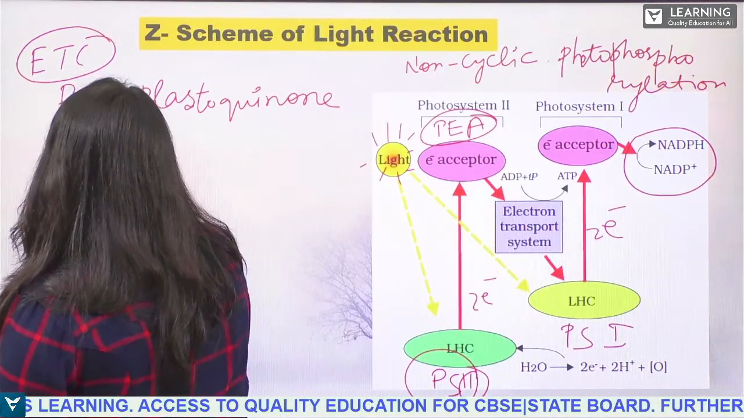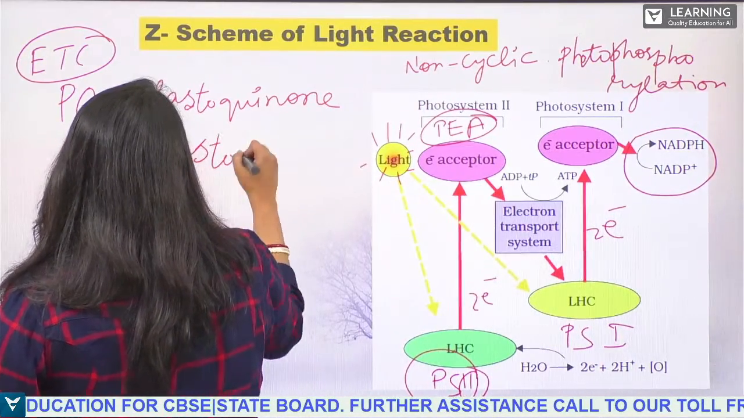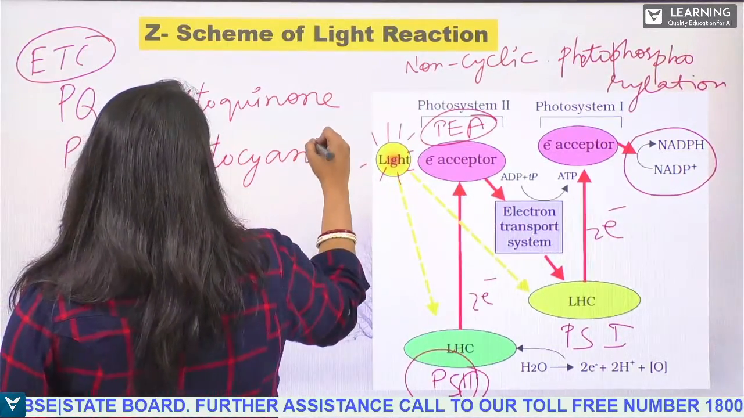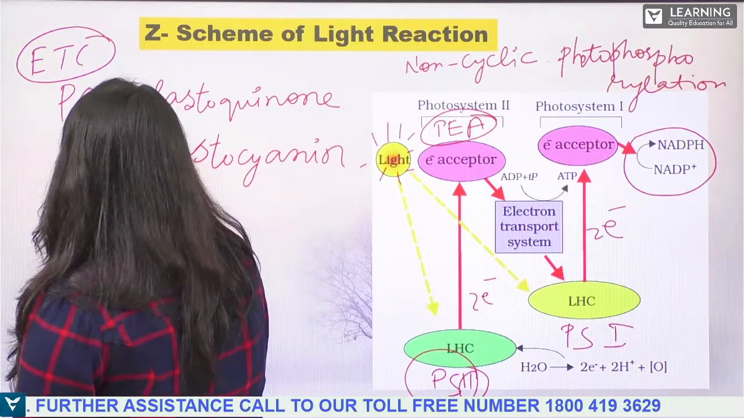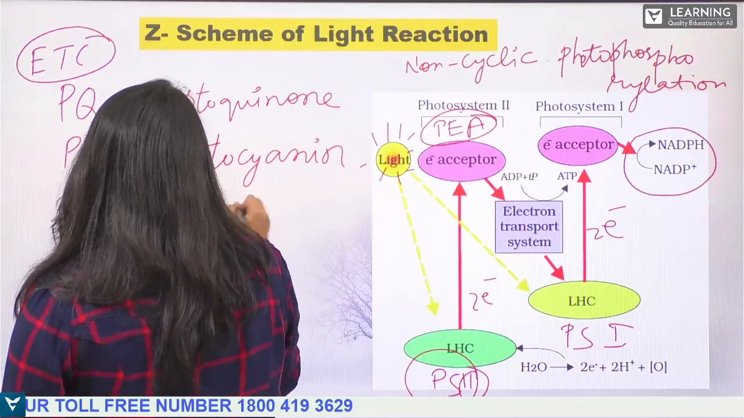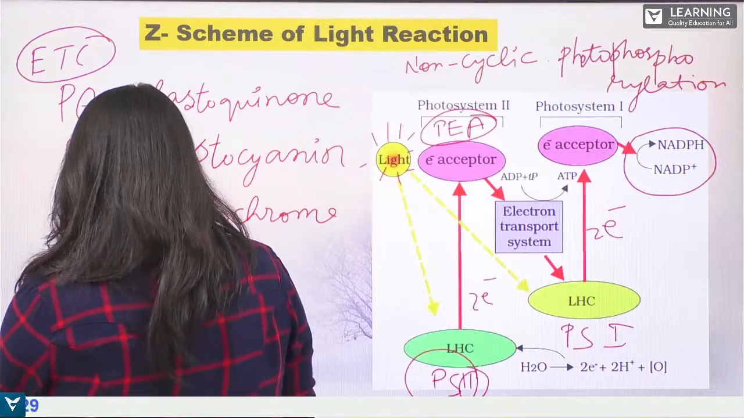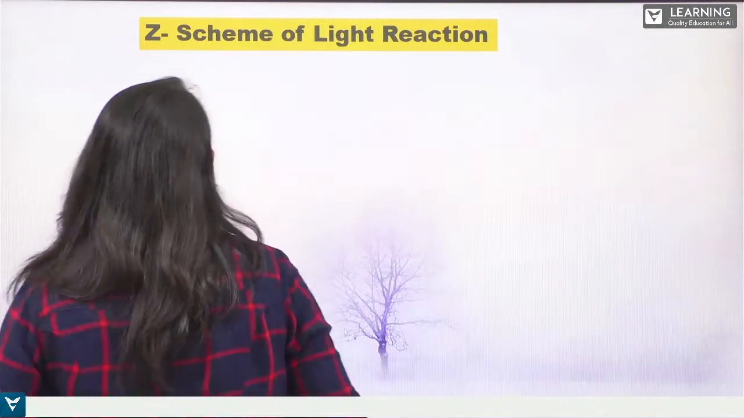Then PC is plastocyanine. Then you will come across cytochrome. CYT is cytochrome. So see here what happens, let's move here to the non-cyclic photophosphorylation.